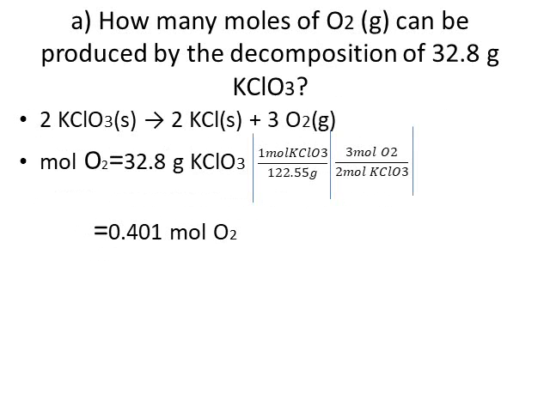How many moles of oxygen can be produced by decomposition of 32.8 gram potassium perchlorate? Yes, we have the chemical equation, the unbalanced chemical equation. Now we want to balance it. 2 KClO3 decomposes into 2 KCl and 3 O2.